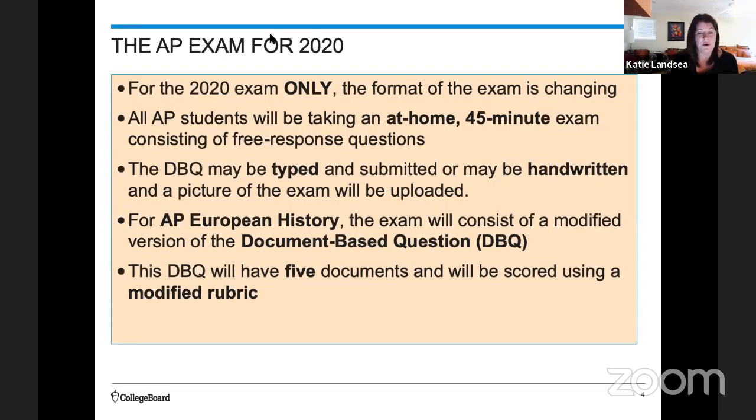So for this year only, just a couple of general things, and I know that information is already out there. Just for the 2020 exam, the format of the exam is going to change. Students are going to be taking an at-home 45-minute exam that will be free response only. For AP Euro, we're going to have a DBQ, and that DBQ can be typed or it can be submitted handwritten, and that goes for any exam this year. And so again, we're going to have a document-based question, and that document-based question is going to have 5 documents, and it's going to be scored using a modified rubric that's going to go from 0 to 10 points.